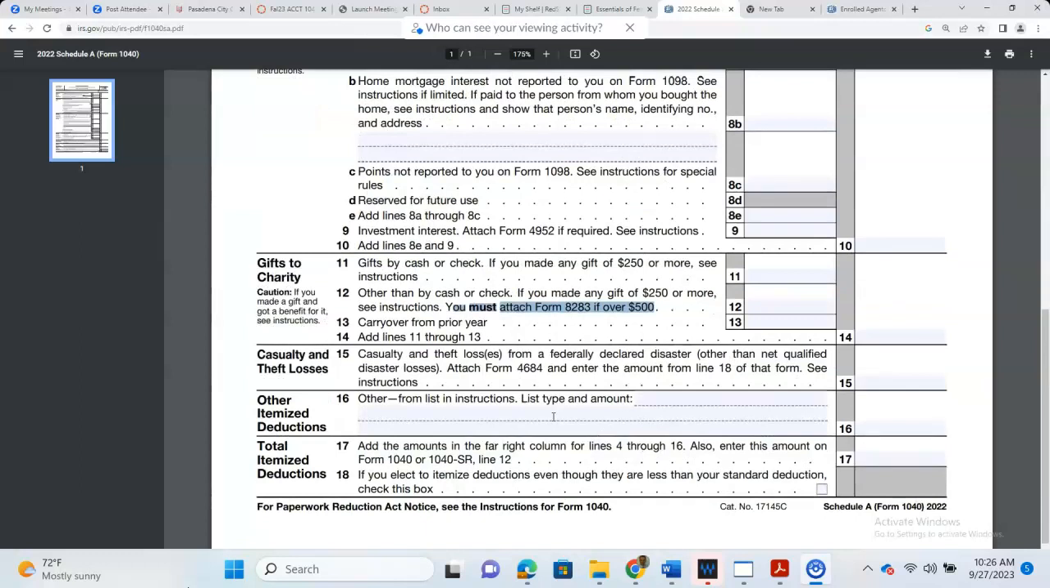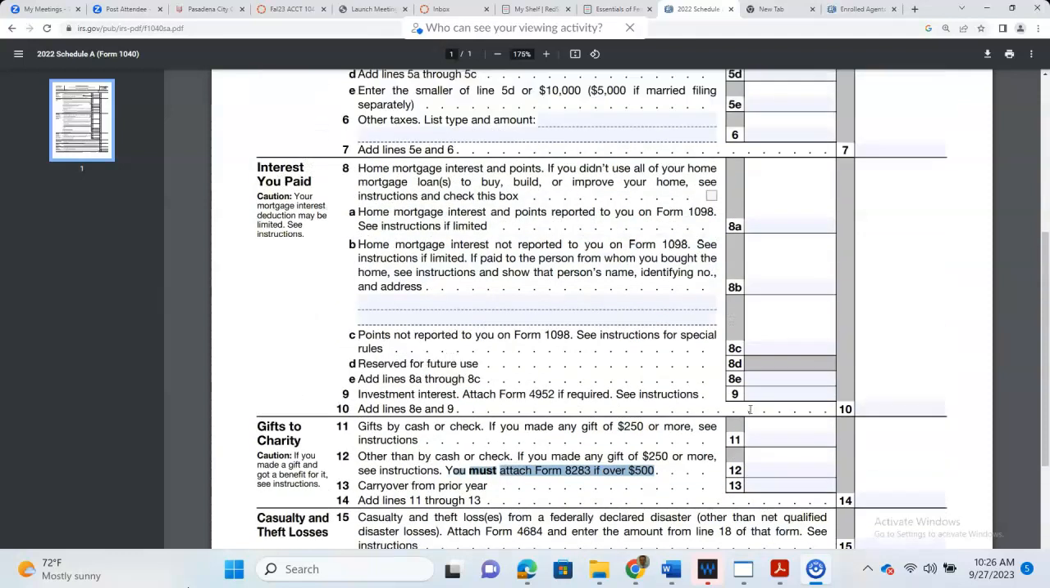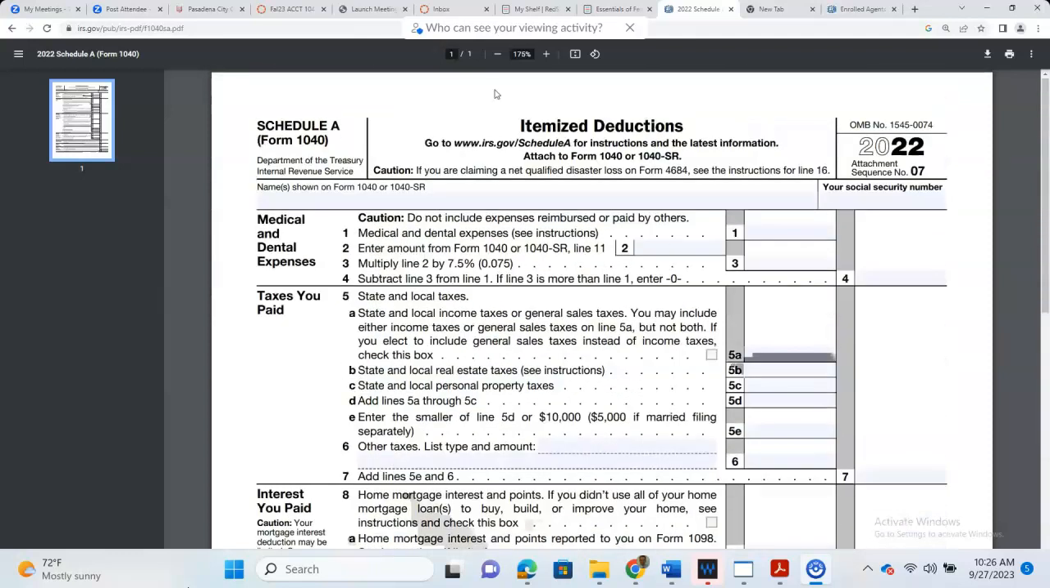Before, there was a section that I don't see here right now. It was other items, miscellaneous itemized deductions subject to 2% of AGI, which right now, between 2018 and 2025, is gone. So we don't have it anymore. So it's a little bit simpler kind of itemized deduction.